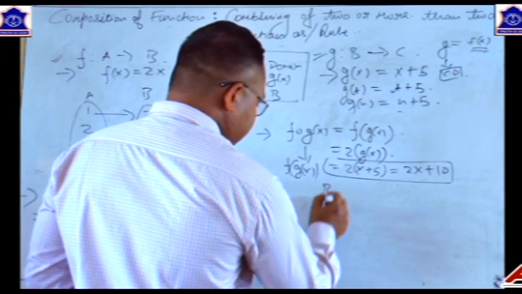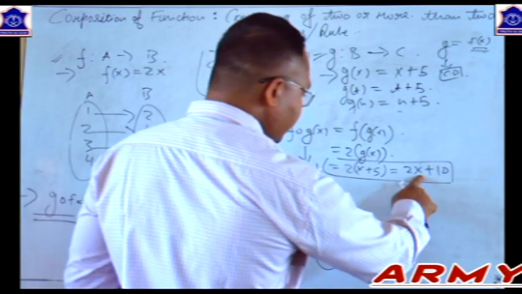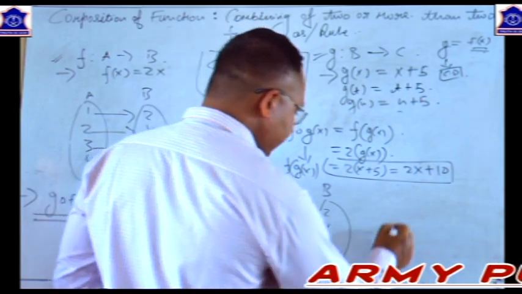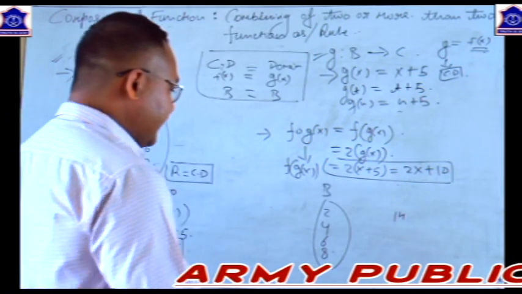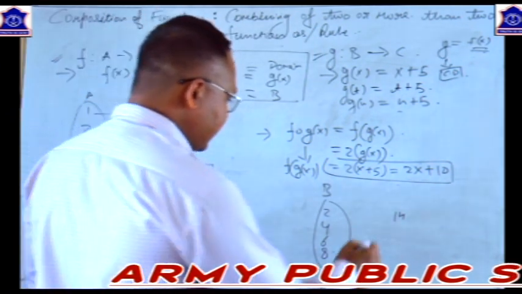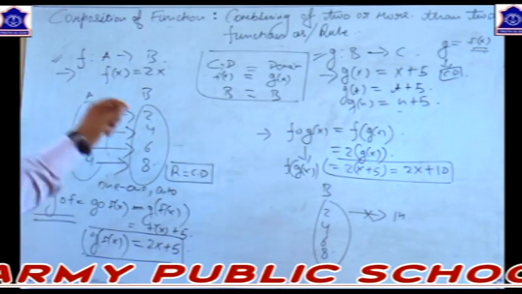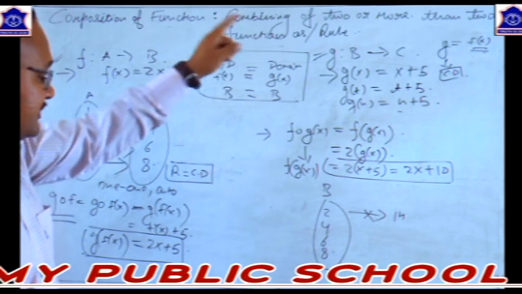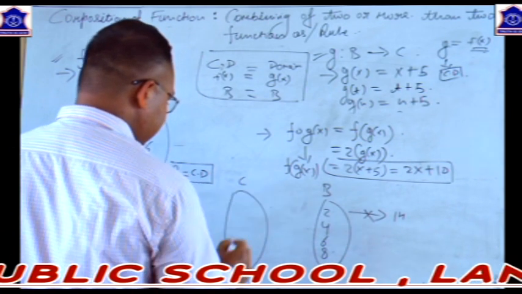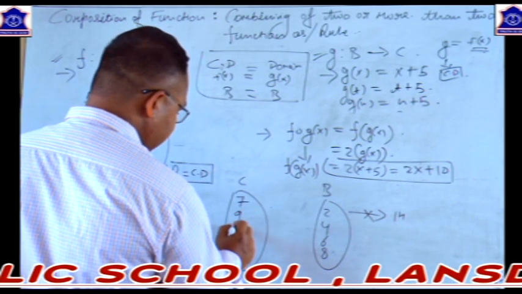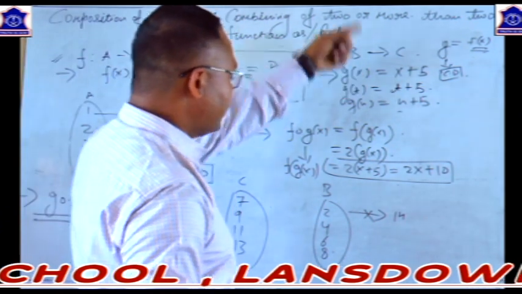So the elements of set B were 2, 4, 6 and 8. Putting 2 here, we get 14, an element of some set. But 14 is not related to any of the sets we took, whether A, B or C. Set C, I think, was 7, 9, 11 and 13, and set C was the codomain of the function g.